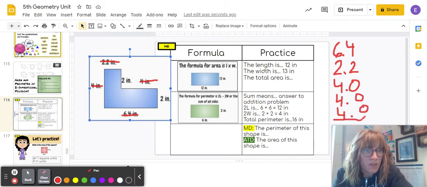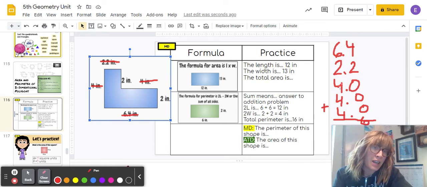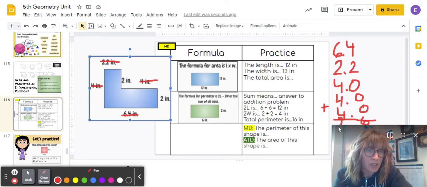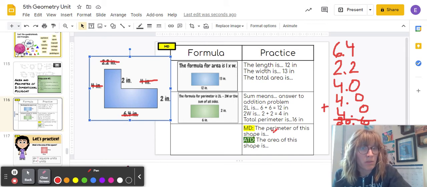Okay. So then when we add them all up to find the perimeter, we simply add straight down in our columns. 4 plus 2 is 6. I'm running out of space. And 6, 10, 12, 13, 14, 15, 16, 17, 18, 19, 20. So we have 20.6. So the perimeter of the shape is 20.6. And we have to remember our units: inches. Not inches squared, just inches.